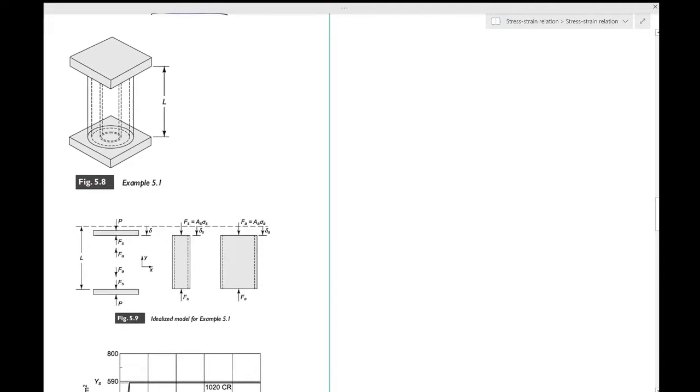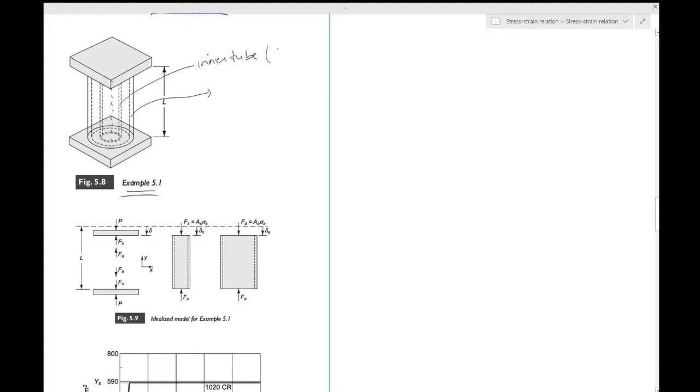So there are two coaxial tubes. This is example 5.1 of your textbook. There are two coaxial tubes. The inner one is of 1020 cold rolled steel. This is the inner tube, and clearly it's coaxial, so the axis is somewhere over here. It's the same for both tubes, and this tube is the outer tube, which is aluminum.